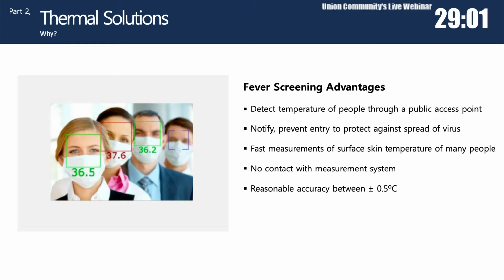So irregular temperature. And another good point is it does fairly fast measurements on the surface skin temperature of many people at one time. So that's a good point to consider. And another good selling point is it's a no contact with the measurement system. So you just have to present your face up to the system, and then our thermal device will take your temperature automatically. There's no contact. And of course, there's reasonable accuracy between 0.5 degrees plus or minus, depending on using the camera or the module device.